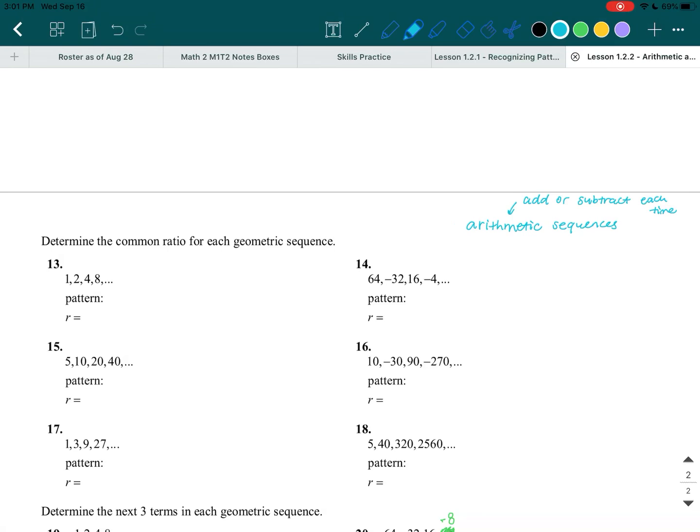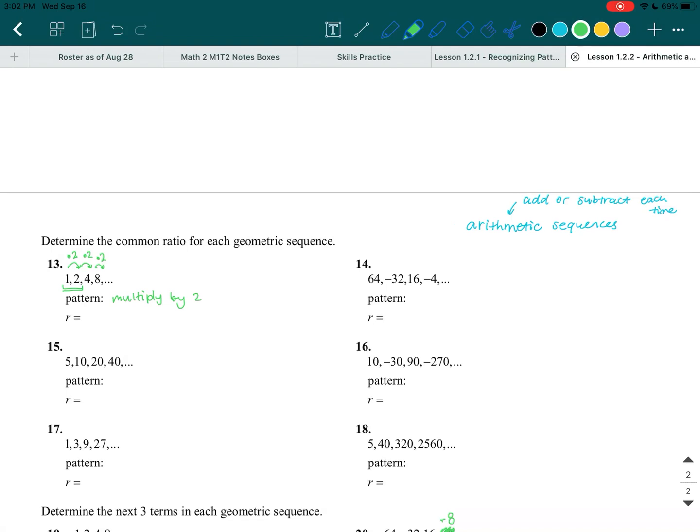Let's take a look at the pattern first. So if you're looking at the pattern, I'm going to do this in green this time. You go from 1, 2, 4, 8. So let's think about what that pattern might be. Hopefully you guys are thinking multiply by 2 each time. Okay, and so I'm going to write that down in the pattern. So 1 times 2 is 2. 2 multiplied by 2 is 4. 4 multiplied by 2 is 8. So the pattern is multiply by 2. And so the R is going to be 2.